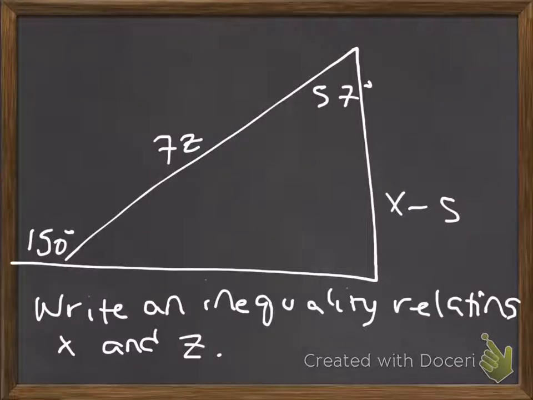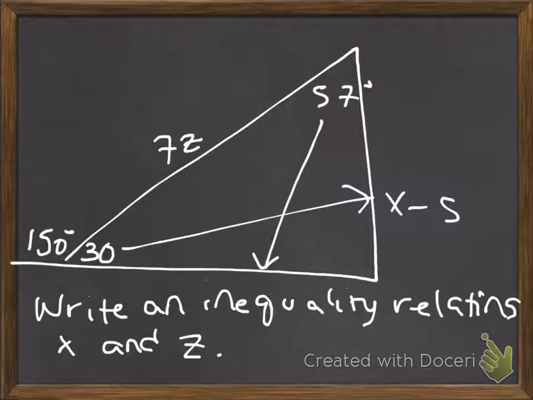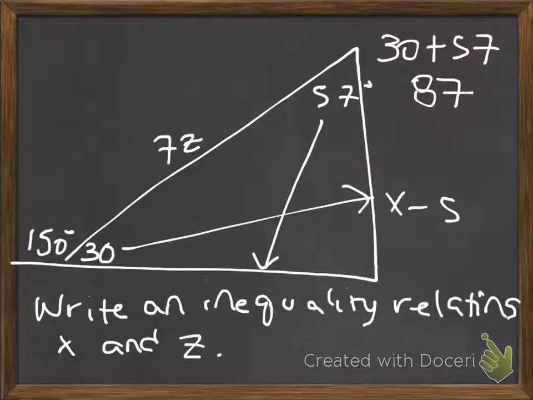Next one, we're writing an inequality that relates x and z. Really just relates the two sides. So we're looking at the angles across. 150 is an exterior, so that makes this interior 30, which is across from x minus 5. 57 is across from this side, but we don't need that. So if we find the third angle, 30 plus 57 is 87. We're going to take 180 minus 87.